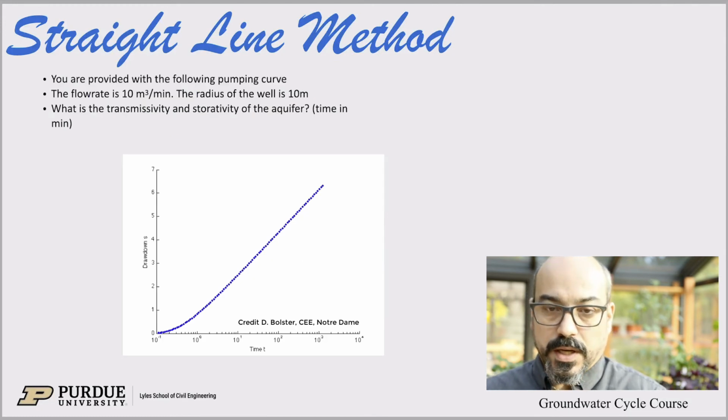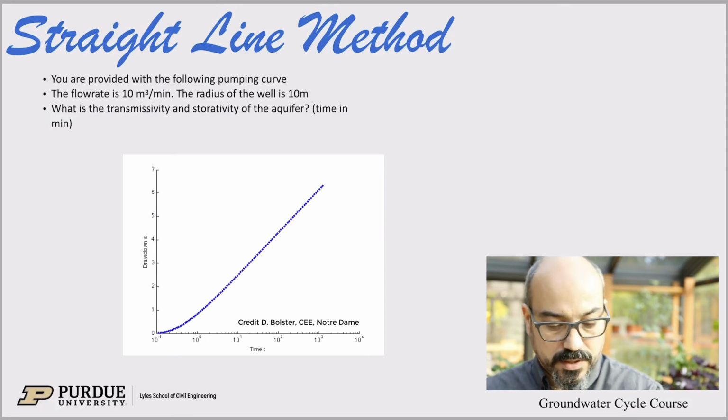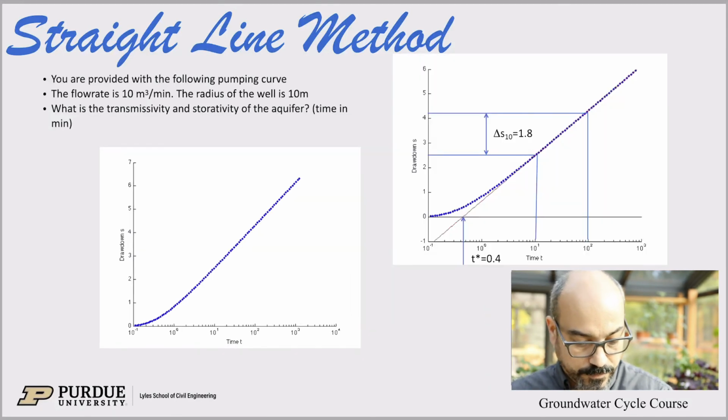Here we can do this with a quick example. So you're provided with the following pumping curve. Flow rate is 10 cubic meters per minute. Radius of the well is 10 meters, so we're 10 meters away. What is the transmissivity and the storativity of that aquifer? Time is in minutes here on the x-axis. So again, draw that straight line. That red line is a straight line fit through the data.